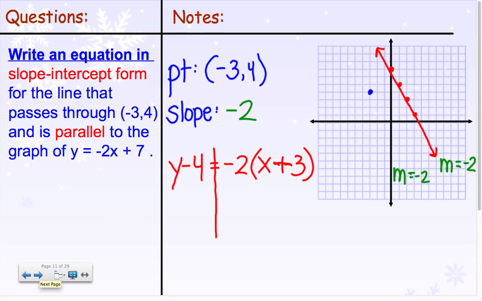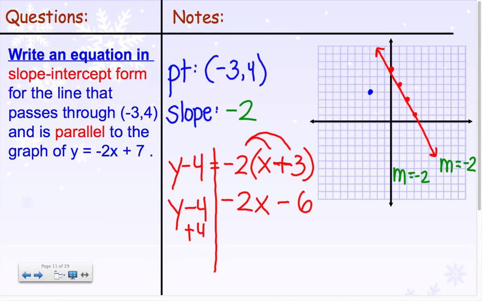In order to get this in slope-intercept form, which is what the question is asking for, I have to distribute. -2 times x is -2x. -2 times 3 is -6. Bring down the y minus 4. Add 4 to both sides. And I'm left with y equals -2x minus 2.